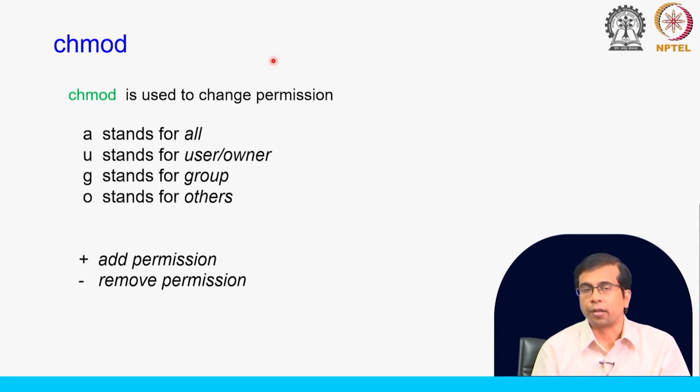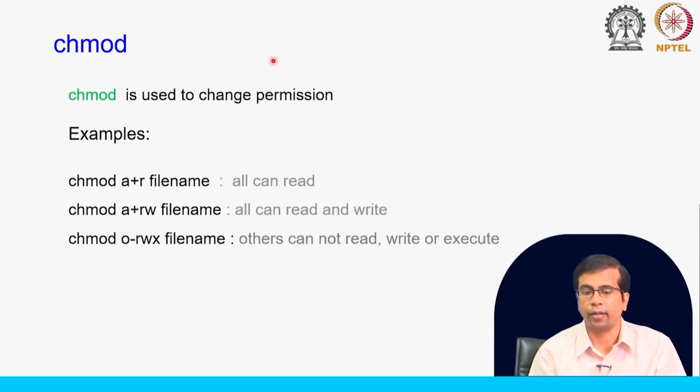You can also use these options, plus or minus signs. Plus means add permission and minus means remove permission. So, if you want to add, let us say, write permission, you say plus w. If you want to remove write permission, you say minus w. We will see how these options work in a moment.